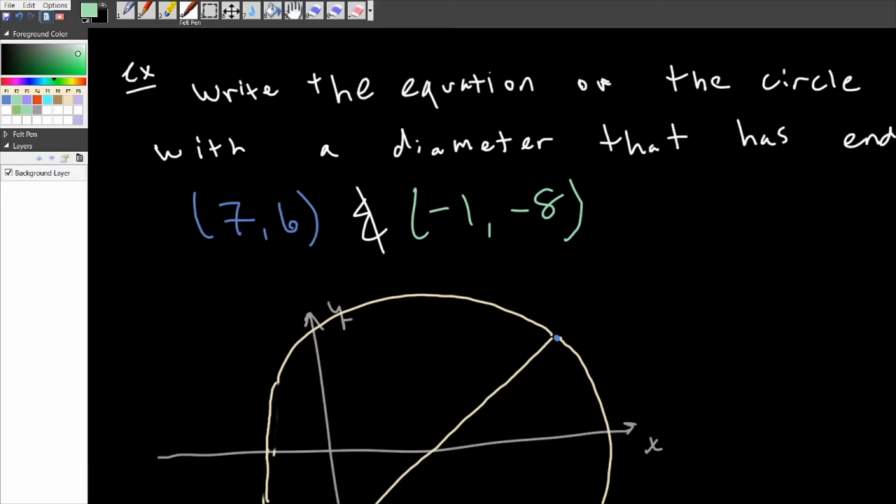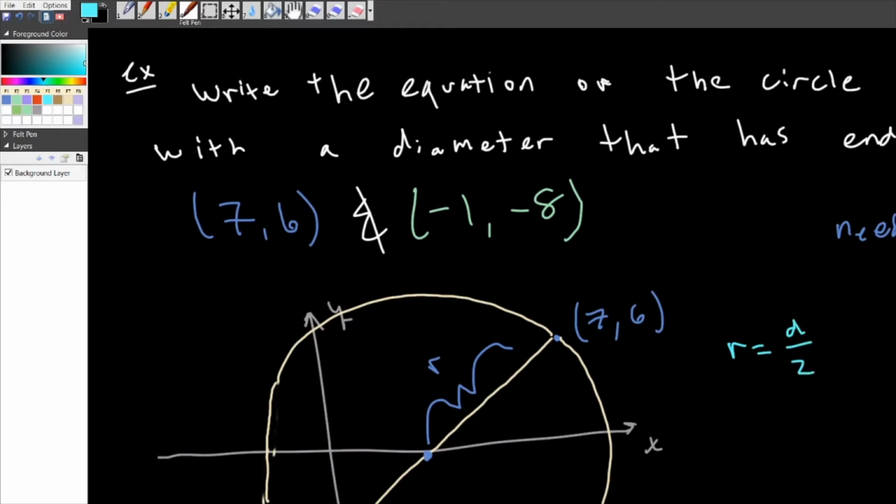So let me label these points. We know what they are. And 7, 6. Well, if I want the equation of the circle, I'm going to need 2 things, right? We need the center and also the radius. So we need to know where this is, and we need to know what this distance is between these guys. Okay, so what do we know about the relationship between the radius and the diameter? Well, the radius is just half of the diameter.